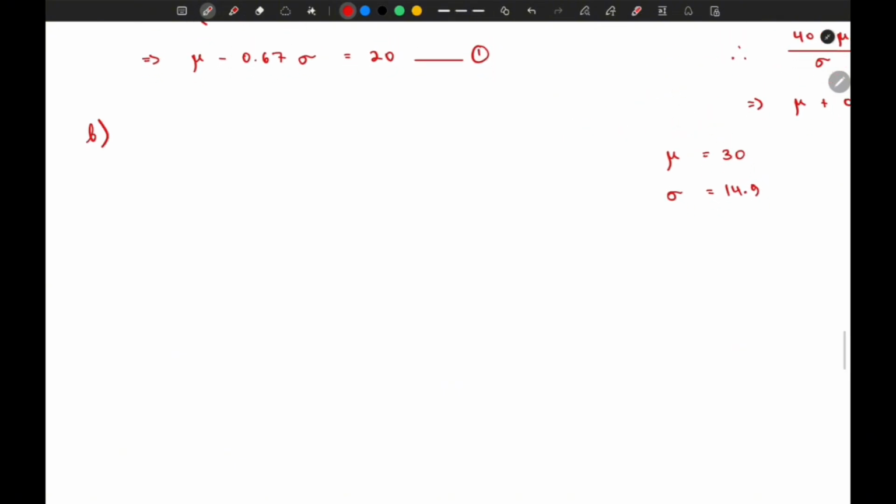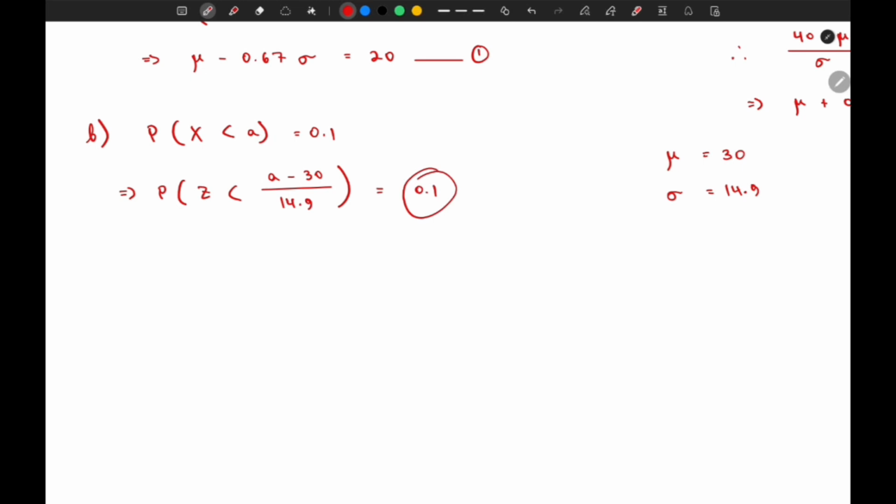So we can say that the probability for x to be less than A is equal to 0.1. Now let's convert this value of x into z. So the probability for z to be less than (A minus the mean value) divided by the standard deviation is equal to 0.1. Now as you can see, the constant value is less than 0.5, which is a problem, so we need to subtract 1 from it.